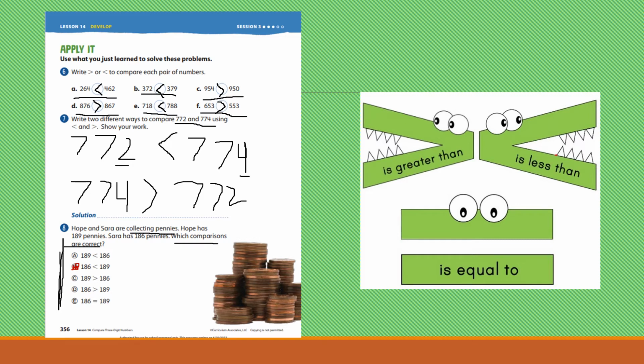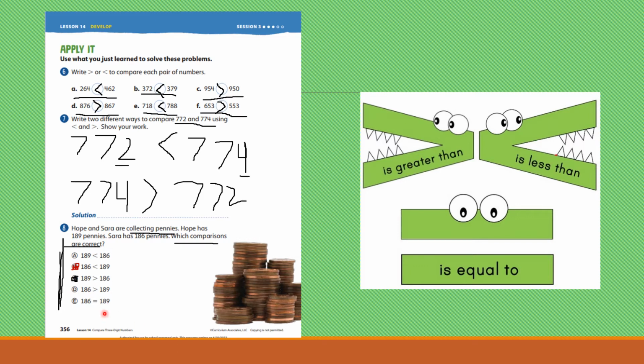Okay? Let's look at the next one. 189, 186. I have 9 and 6. This is reading 189 is more than 186. Is that correct? Yep, absolutely. So we're going to bubble in that one.